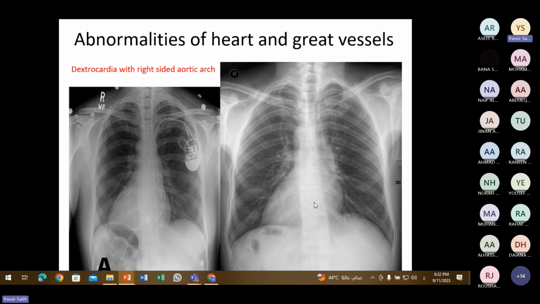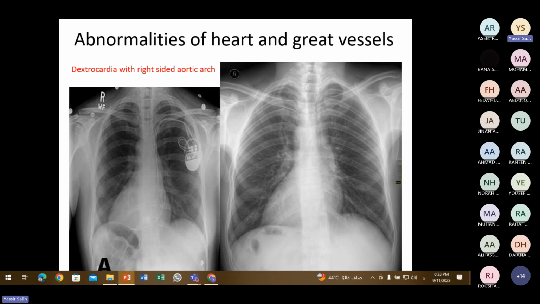What other abnormality do you see? Where is the lung? Where is the hemidiaphragm? Opposite. And the stomach fundus? Yes, the opposite stomach. So what is this condition? The stomach is on the other side. What is this called? Situs inversus.